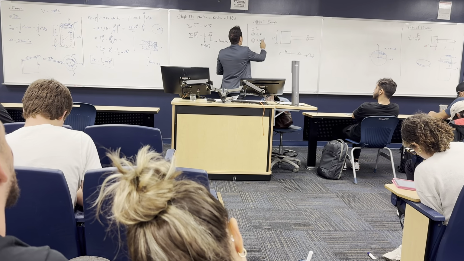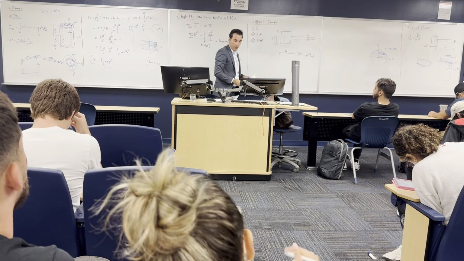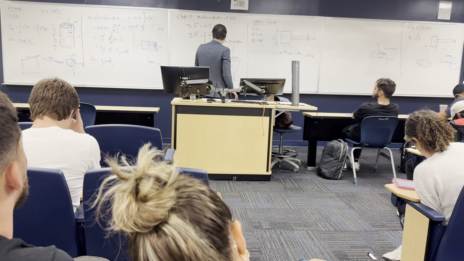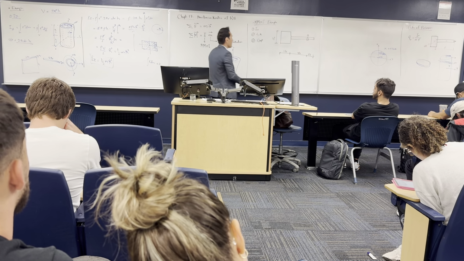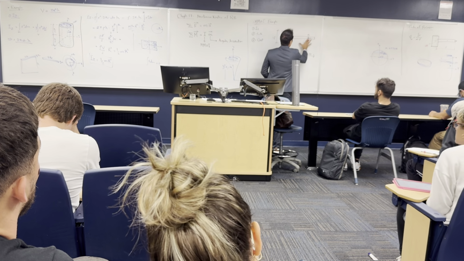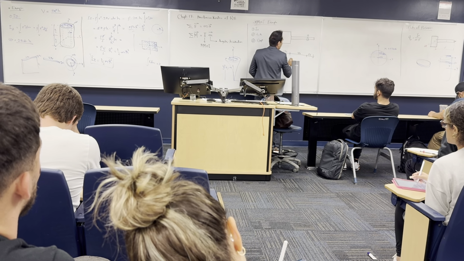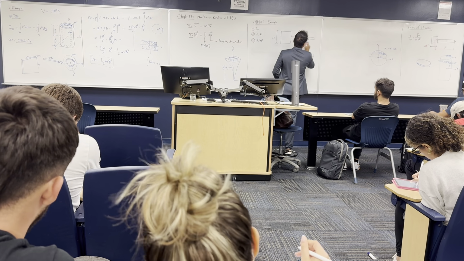Okay, to find the mass moment of inertia about O, I need to find the moment of inertia at the CG first and then transfer to O. So I have this bar that has a length of 5 foot, so definitely the CG is somewhere here at 2.5 foot from here.